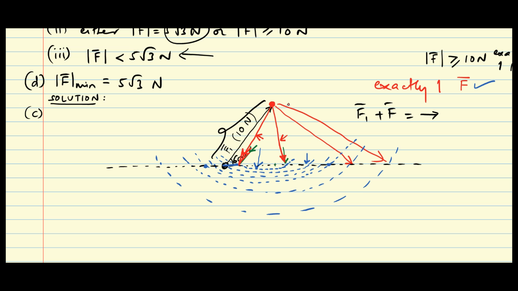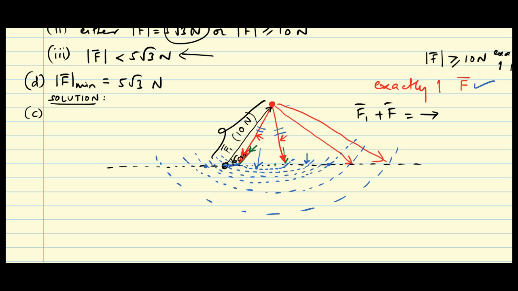Now this figure is not very accurate. You see that this force has the same magnitude as this force, so this triangle ought to have been an isosceles triangle. I have not drawn it in a very accurate way, sorry. Yeah, so that triangle ought to have been an isosceles triangle, this one.